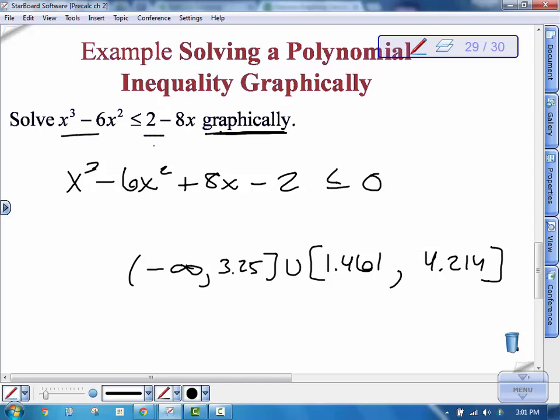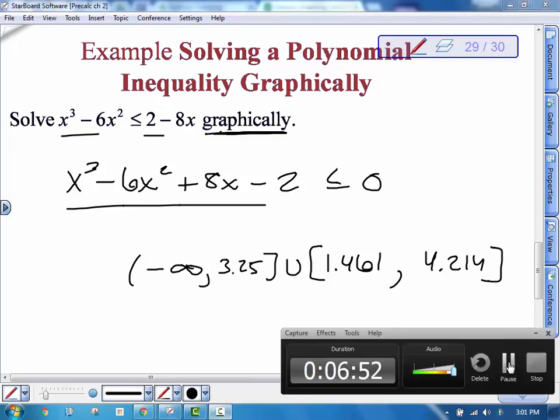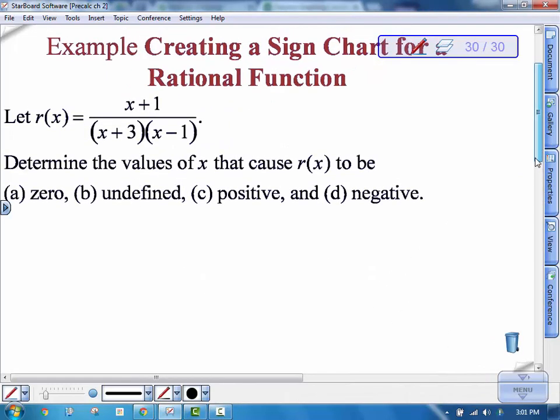Even if you graph both of these, this cubic and this line, you'd get these same points. Probably easier to graph when you put it into standard form, and then you're looking at a cubic when it's less than or equal to 0. All right, so let's do another example of a sign chart then, and then we can do some web problems that'll hopefully help as well.